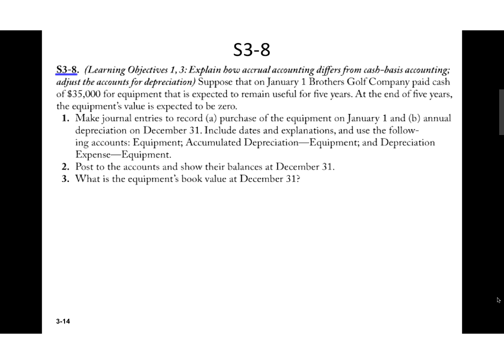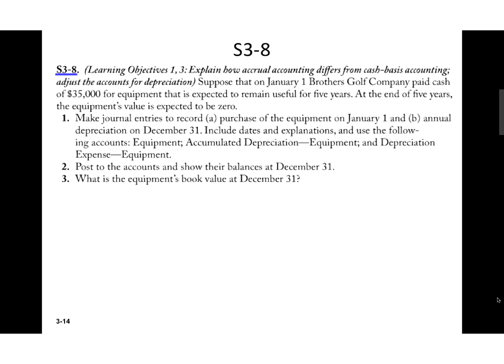So right now, we're just going to know basically the adjusting entry, and then we'll get more into it later. This problem, short exercise 3A. Suppose on January 1st, a company paid cash of $35,000 for equipment that's expected to remain useful for 5 years. So we have $35,000 for 5 years. At the end of the 5 years, the equipment's value is expected to be 0. That's thrown in there so we don't have to do an intermediate step that we'll see in a later chapter. So basically, 5 years, $35,000.